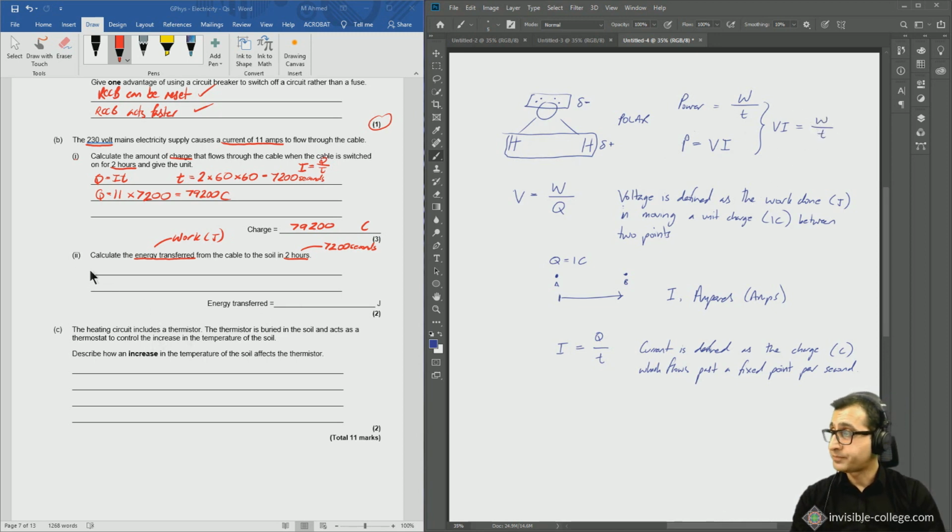Now, if we have this, going back here, so we have voltage times current is equal to work done divided by the time taken. Now we can calculate the energy transferred, the work done, because if we want to rearrange this to have W on its own on one side, we need to multiply both sides by T. So we have work done is equal to V times I times T. And now we can simply substitute our values. We have work done, which is what we're trying to work out, is equal to the voltage, 230 volts, times the current, 11 amps, times the time, 7,200 seconds.